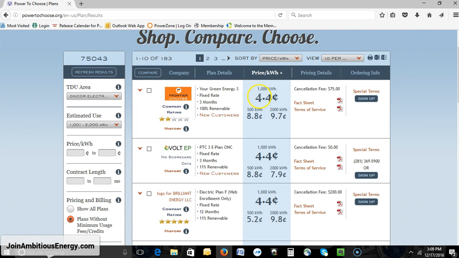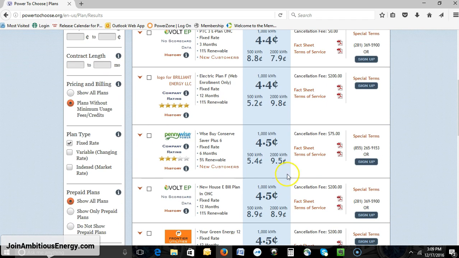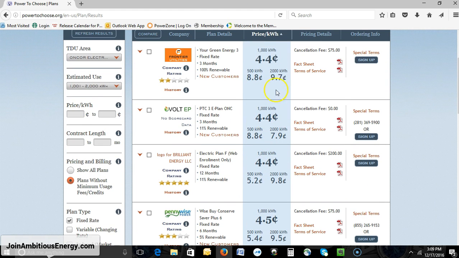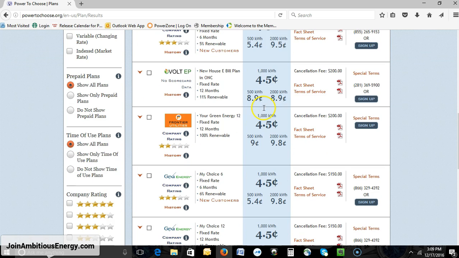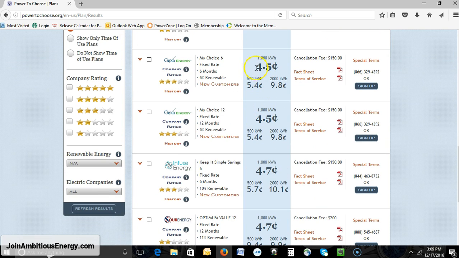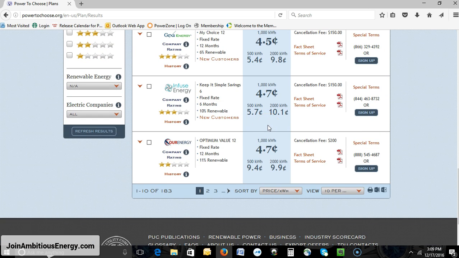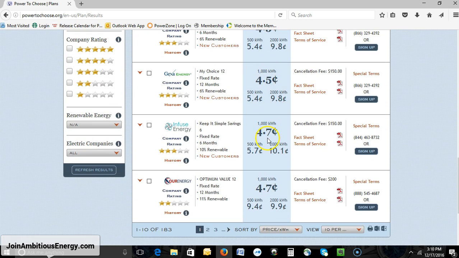Okay, so you'll see here some of these plans will fall in this middle column, this blue column here, and the cheapest rate is highlighted. Okay, but that's not the full story. So we'll take one of these. These here are popping up at 4.5. So if you didn't know what you were looking for, you might think, oh wow, 4.5 cents per kilowatt hour, that's pretty cheap. But you've really got to pay attention to the details.